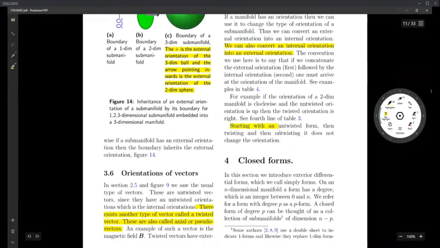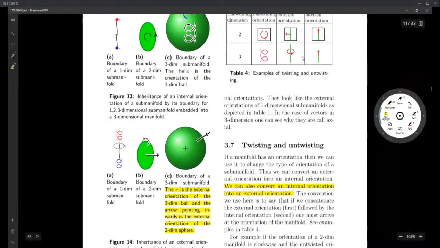Starting with the untwisted form and then twisting and then untwisting, it does not change the orientation. So twisting and then untwisting just gets it back to the normal state. But if it's twisted and untwisted, it will probably have a different one right there. So you can notice right here how it happens.